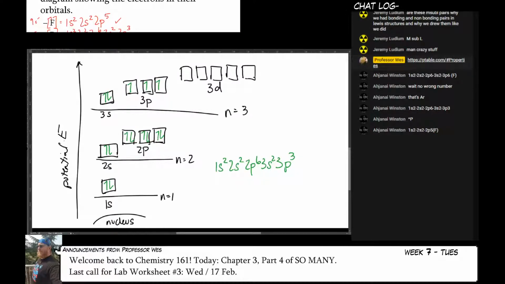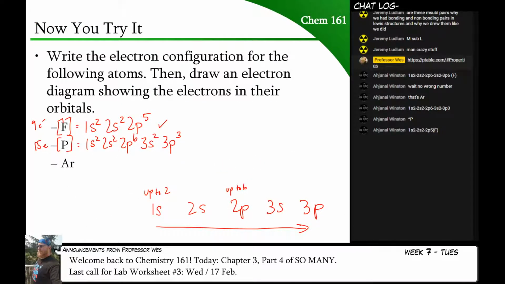All right. Go back over here. Let's do argon. So argon has 18 electrons. So 1s2, 2s2, 2p6, 3s2, 3p6. 2, 4, 10, 12, 6 more would be 18. Perfect. There you go.